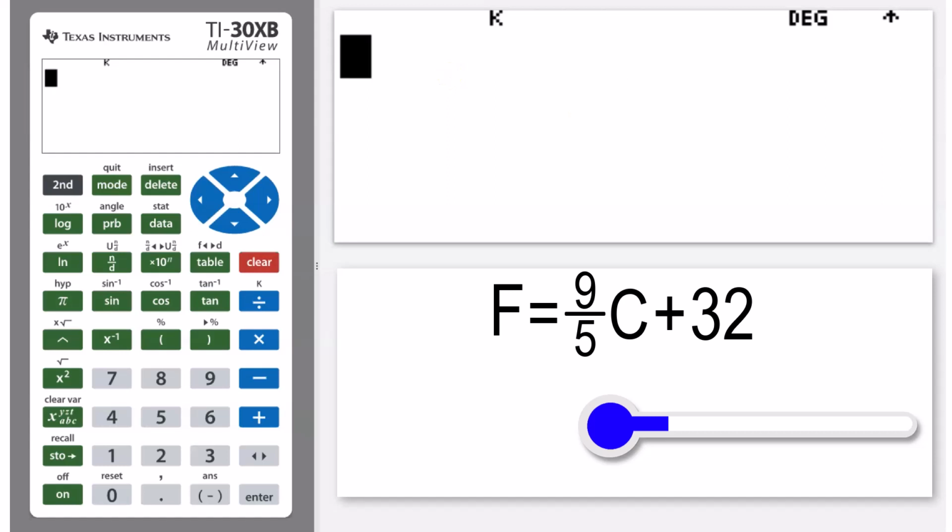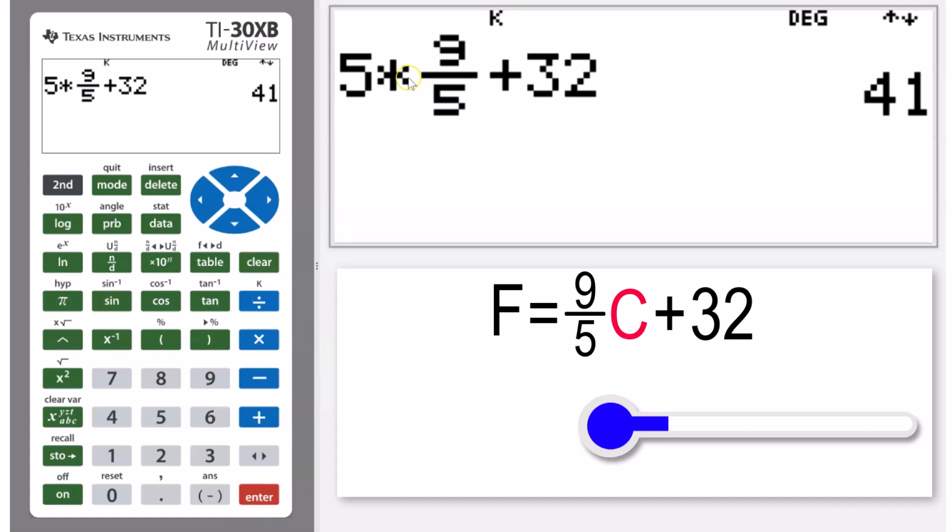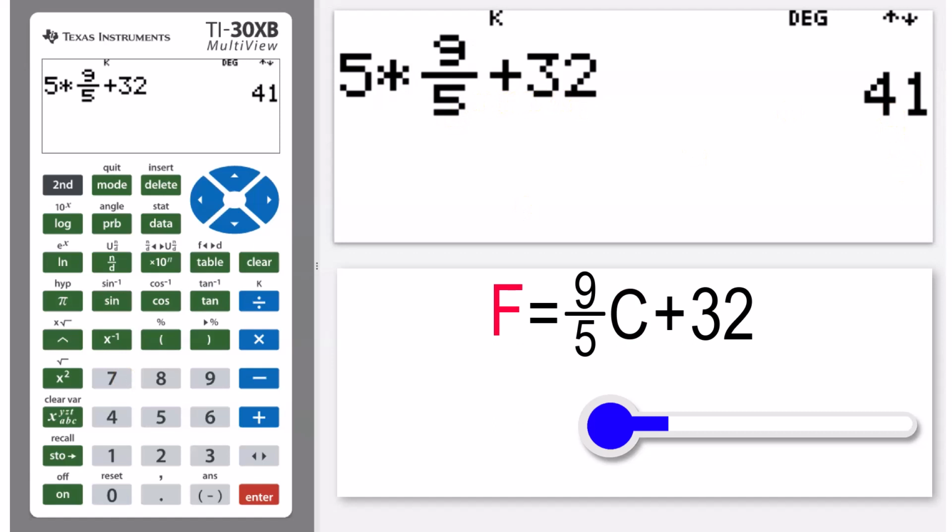The first temperature we're going to look at converting is 5 degrees Celsius into Fahrenheit. All I have to do is type in 5 and then straight away press enter, and that's going to automatically apply that formula to the number on the screen. So multiplying that 5 by 9/5 and then adding 32, we end up with 41 degrees Fahrenheit.